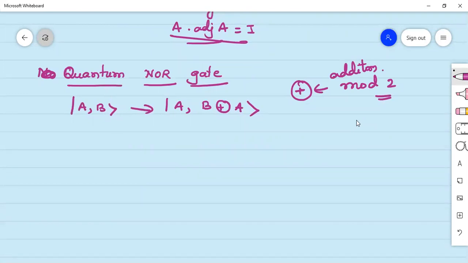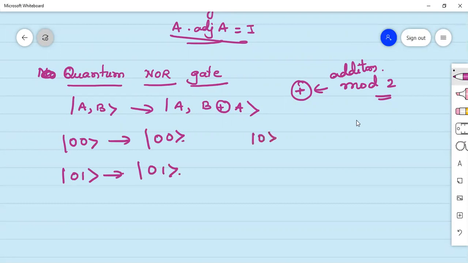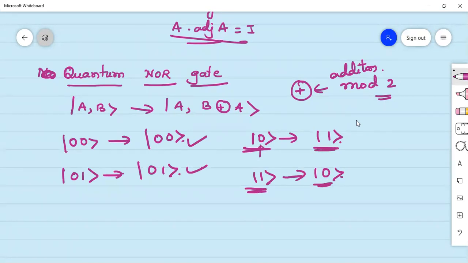So 0 0 remains 0 0, correct? And 0 1 is going to remain as 0 1. 1 0, however, will change to 1 1, and 1 1 will change to 1 0. See, 0 0 and 0 1 will remain as they are. If it's 1 0, it becomes 1 1, and 1 1 will become 1 0. So you're just inverting the bit here for the NOR gate.